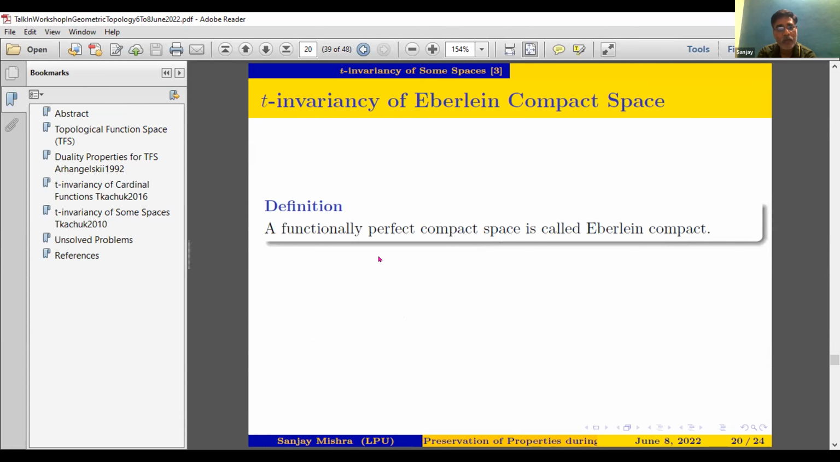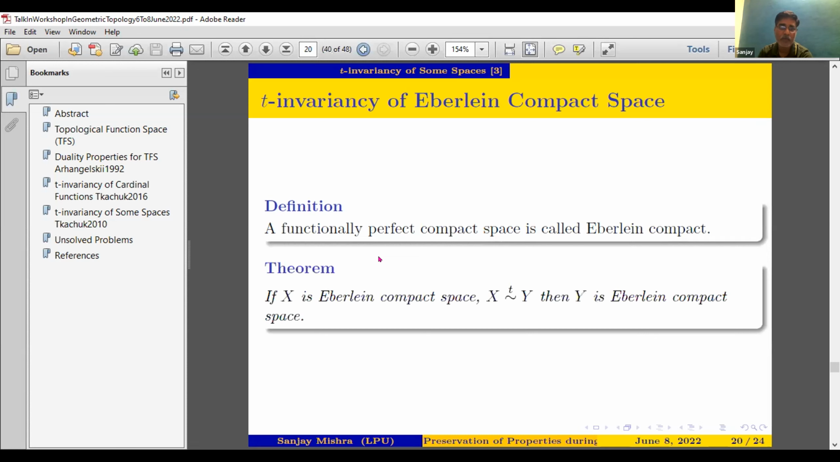A functionally perfect compact space is also called a Hilbertian compact space, and the Hilbertian compact space is also a T-invariant, T-equivalent property.